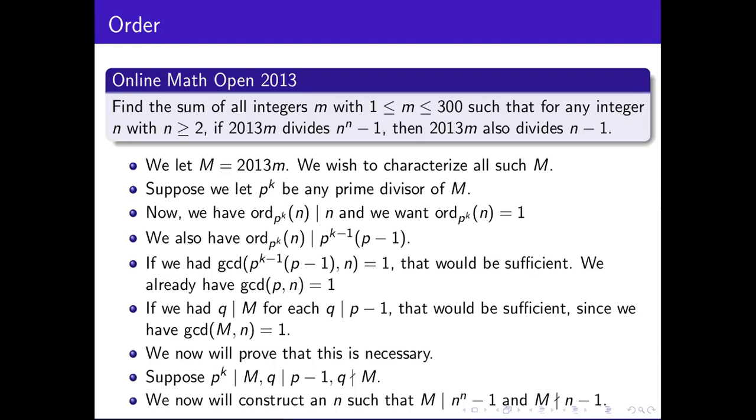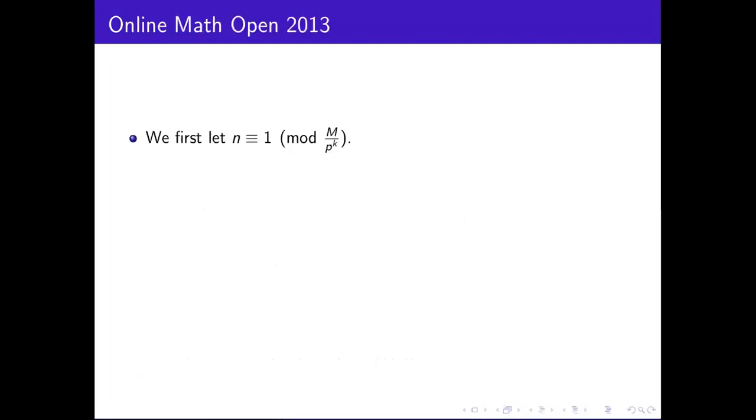We want to construct an n such that big M divides n to the n minus 1, but big M does not divide n minus 1. Right, so basically the way we would go about doing this is, to deal with most of the prime divisors, we just let it be 1 mod everything that isn't mod big M over p to the k. So then we only have to worry about the p to the k.